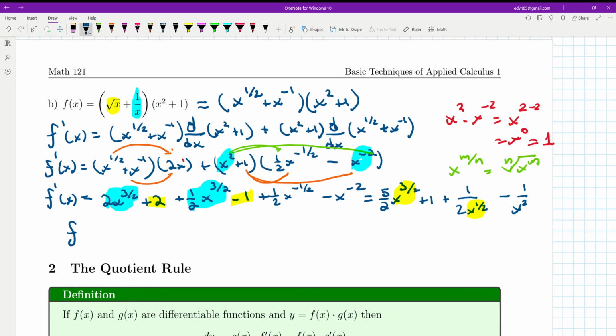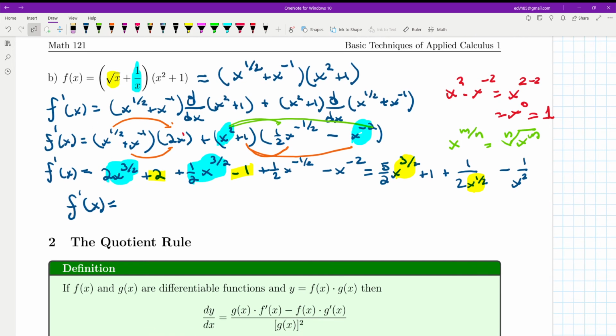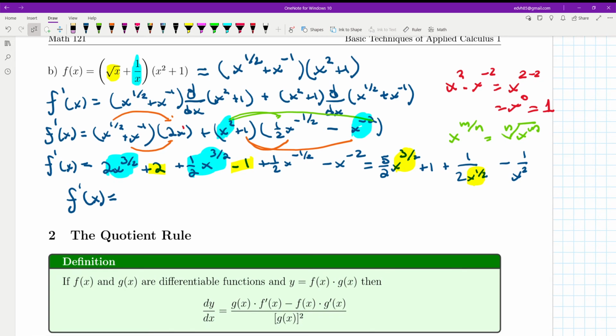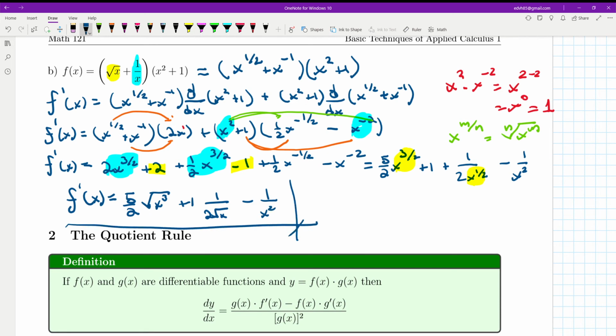So f prime equals, let's see, that's going to be a 5/2 x, or rather the square root of x cubed, plus 1 over 2 root of x, minus 1 over x squared. Final answer. That's our final answer for this one.